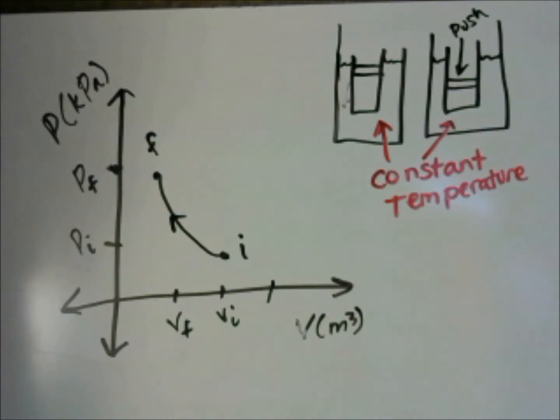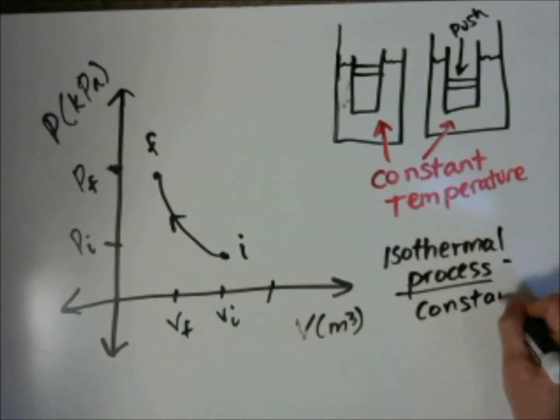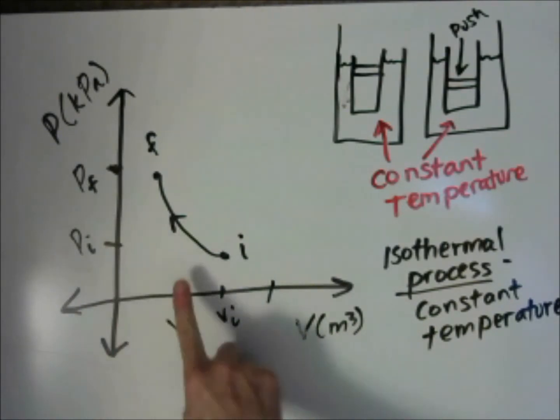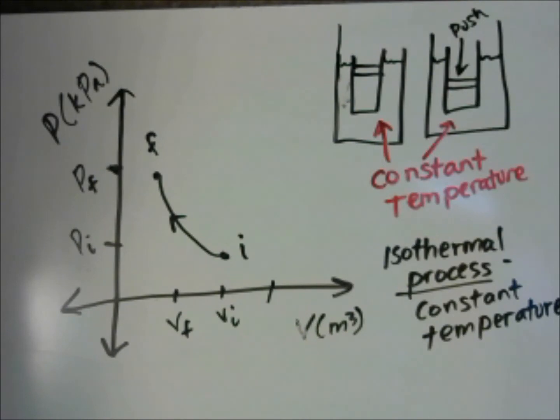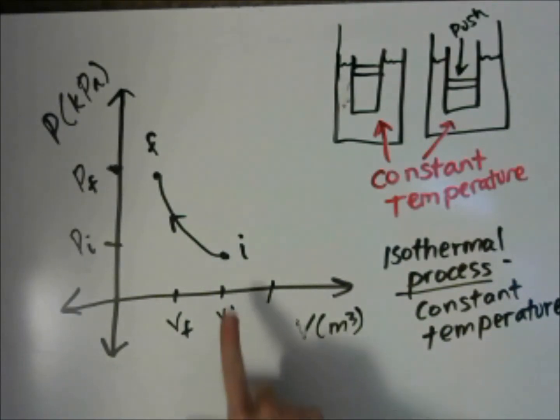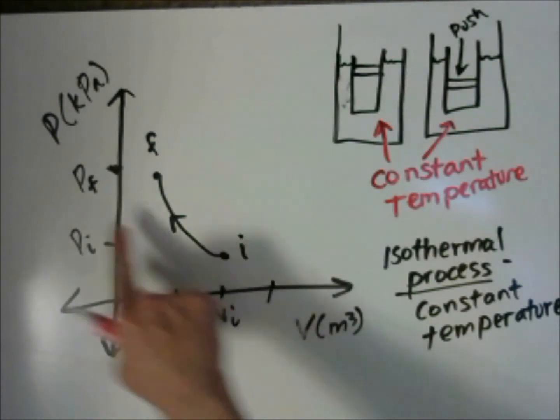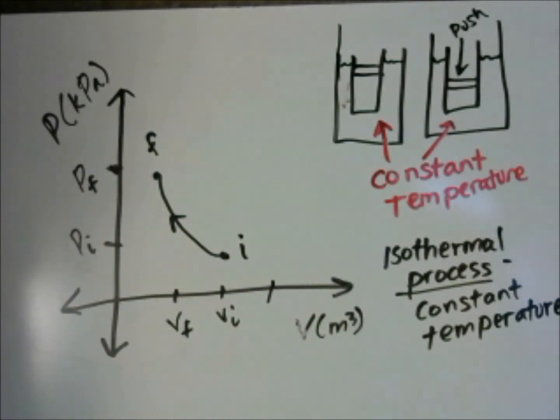This is an isothermal process. An isothermal process is one where the temperature stays constant. But because P and V have inverse relationships, they're inversely proportional to each other, the graph of an isothermal process is going to be a hyperbola. So the graph of an isothermal process is not a straight line like the other graphs.